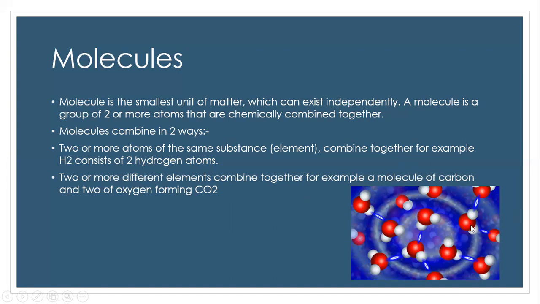Now I'm also going to explain how you write, like, this is an element, carbon, and this is another element, oxygen. I'll be explaining how to write a chemical formula for that, but consider this. Here it is also bonded together in one molecule. Two or more different elements combined together form a molecule.